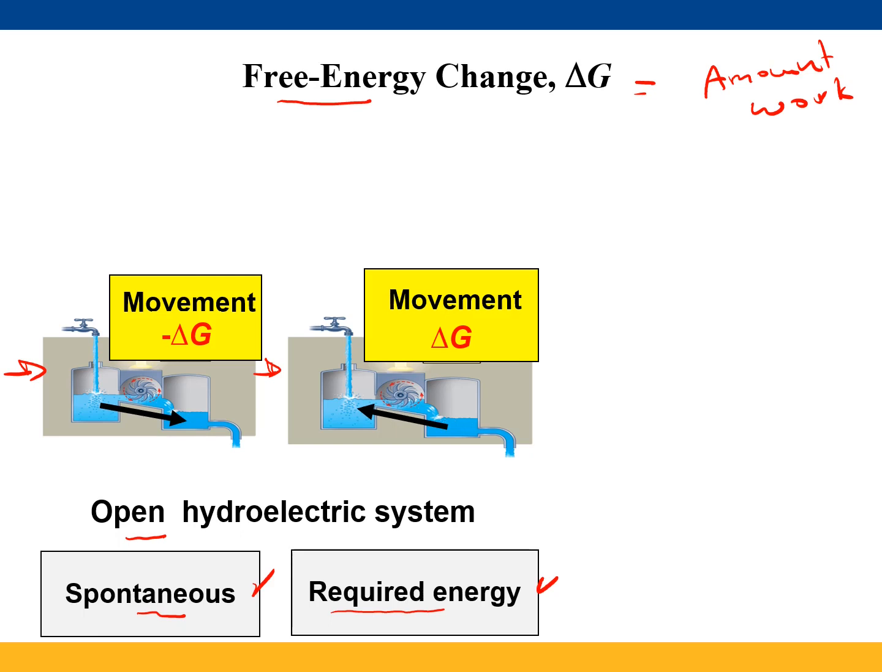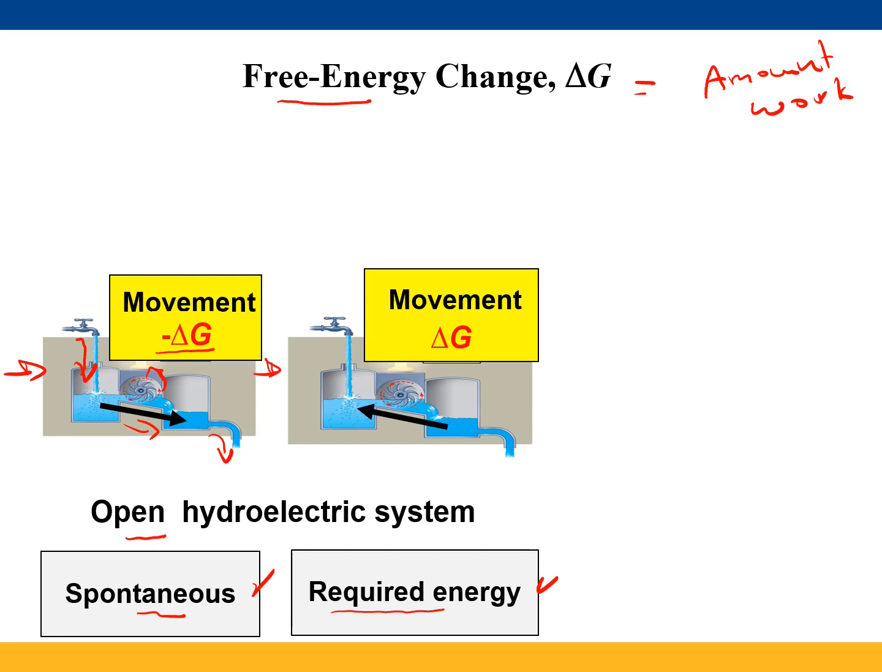So in the first case, this one is spontaneous because gravity is helping us and the water is flowing in this direction and is going out here, and you can perform some work. This is rotating, so you are collecting energy. So in this case, it is considered to be a negative delta G, so it's a spontaneous reaction.